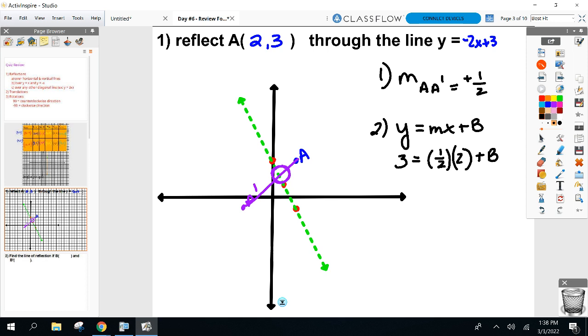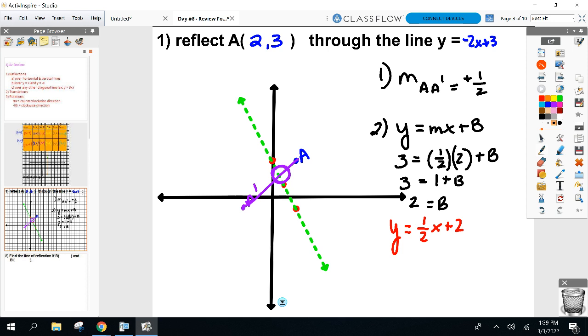Now I solve it for B. Not bad at all, huh? Could be dealing with fractions. Your y-intercept is, what do you have? 2. So my equation of AA prime is y equals 1/2 x plus 2. I want to know where the two intersect now, because where the two intersect is the midpoint.